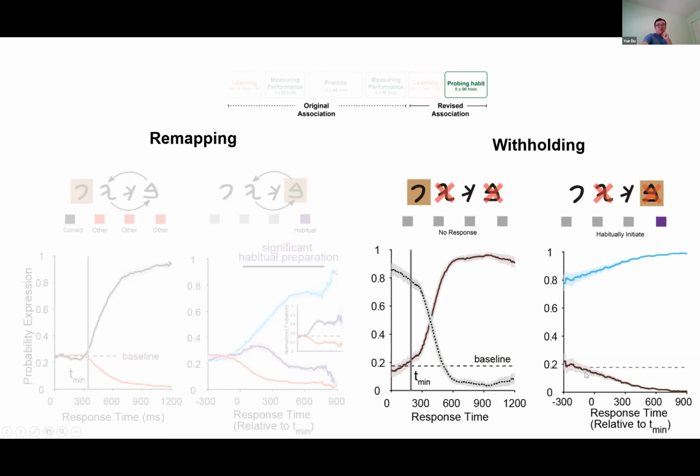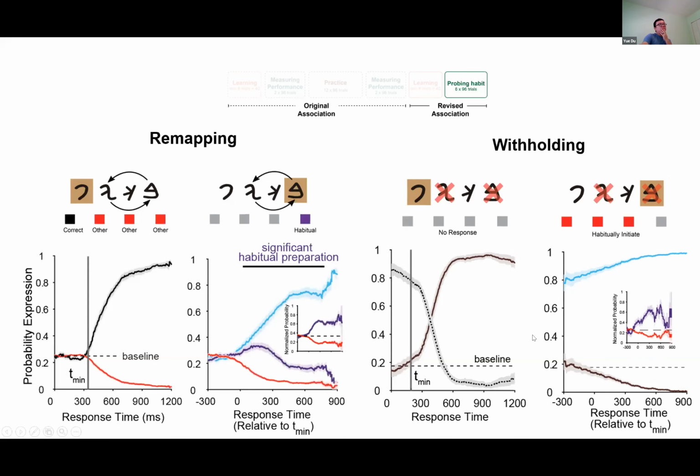But importantly, if we decompose this probability of initiation into the probability of initiating the original response and of initiating the other three random responses, we found that even though people do not habitually initiate the response, they do habitually prepare the originally associated response to this particular revised stimulus. So taken together, the results from experiment 1 suggest that there's habitual preparation under the remapping condition, but even though they habitually prepare the response, they do not habitually initiate it, even though they are forced to make the whether decision rapidly.